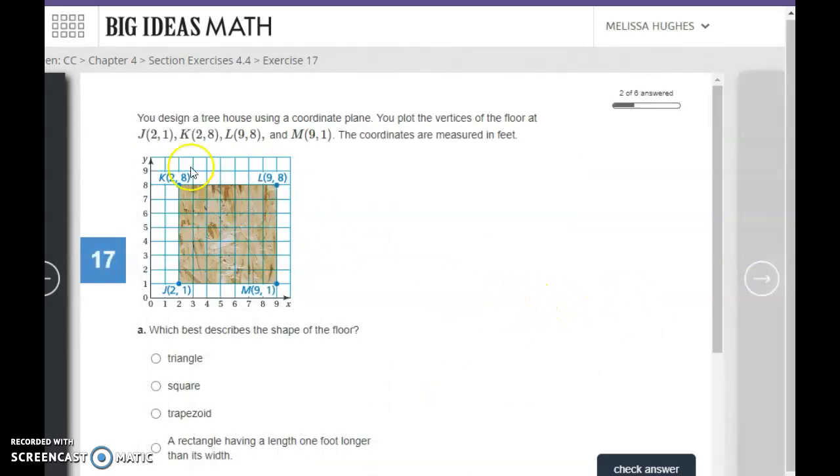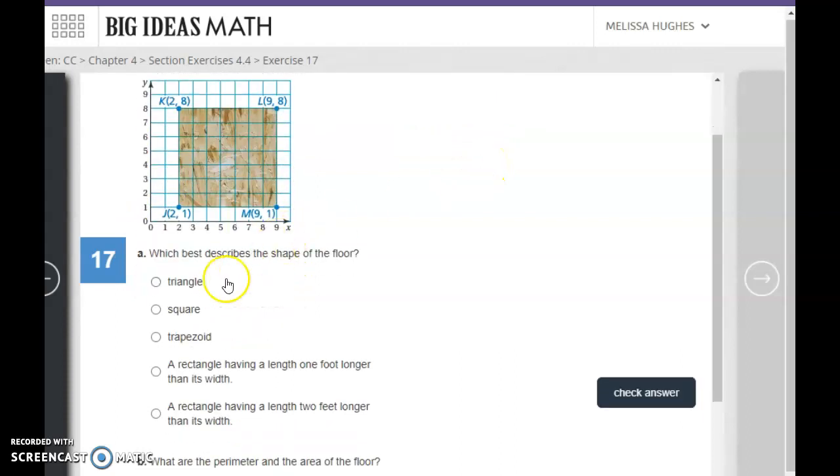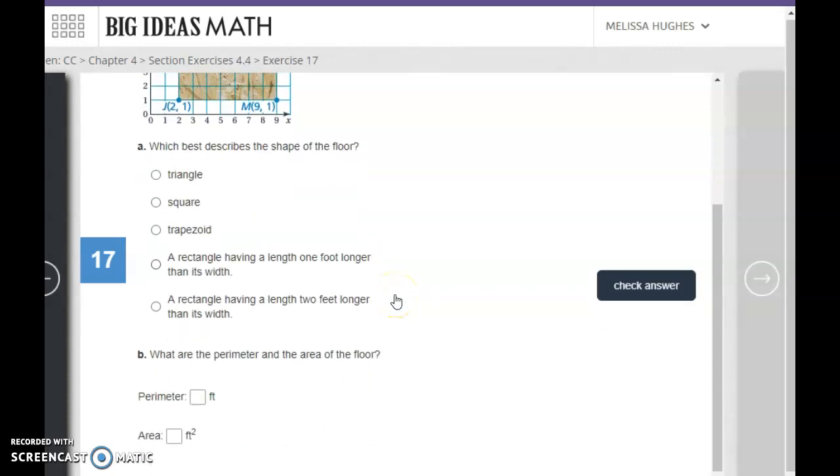Then question number 17, you design a treehouse using the coordinate plane. You plot the vertices of the floor at these locations. The coordinates are measured in feet. So which best describes the shape of this floor? Would that be a triangle, a square, a trapezoid, a rectangle having a length of 1 foot longer than its width, or a rectangle having a length 2 feet longer than its width? Give you a hint, this is not hard. What is this shape?